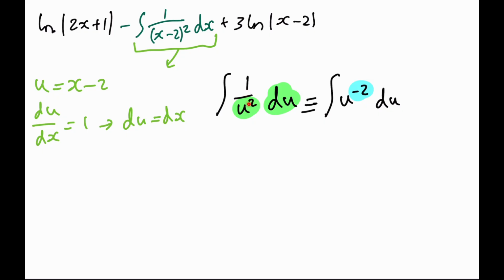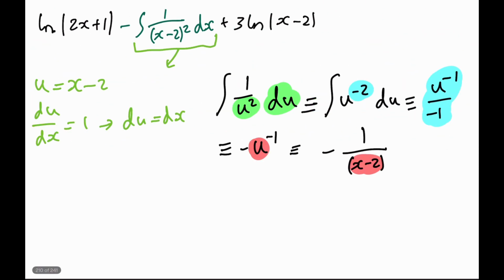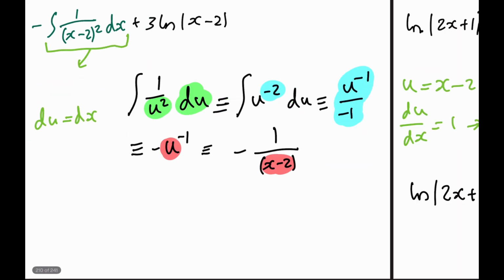because 1 over u squared is the same as u to the minus 2, because of exponent rules. And then when you integrate this, you increase the power, so minus 2 becomes minus 1, and divide by the new power, which is divided by minus 1. And divided by minus 1 is the same as multiplying by minus 1. So you get minus u to the power of minus 1. And now we just substitute whatever the old u was, and you get minus 1 over x minus 2, which was our value for u.